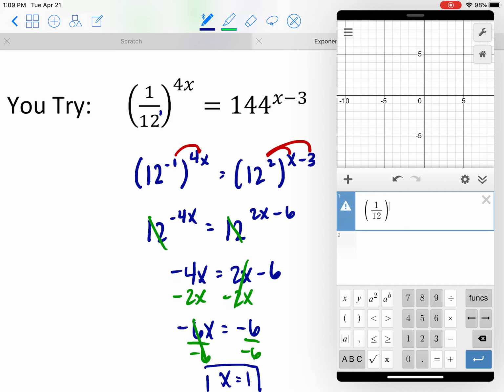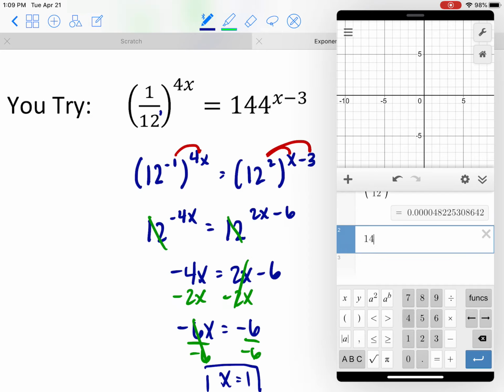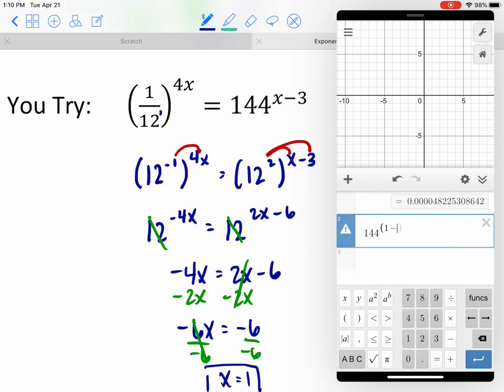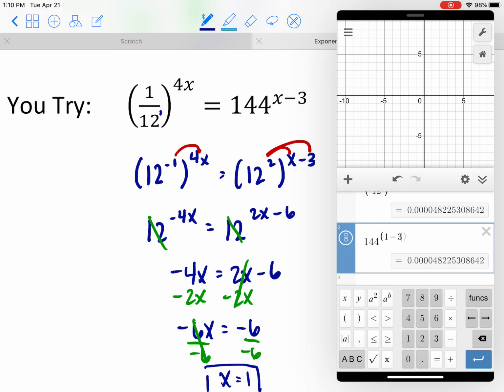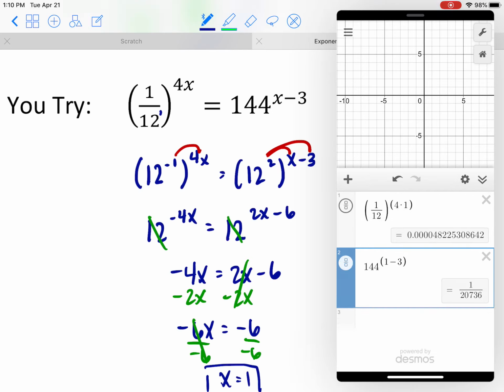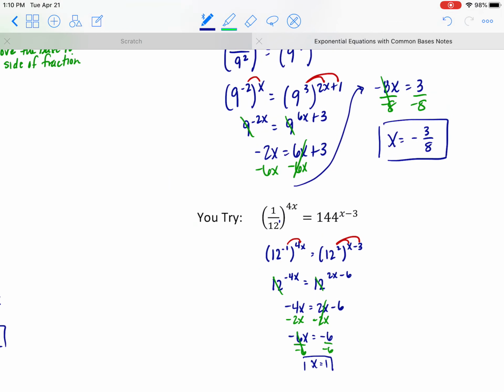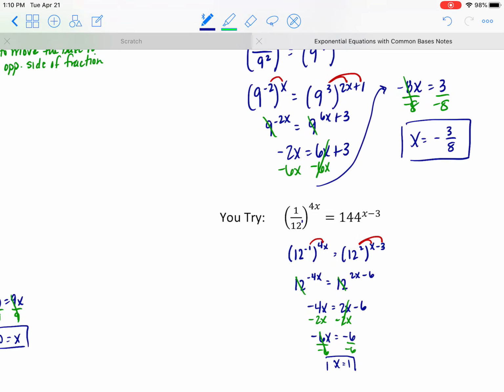And again, just to verify, don't need to do it every time, but it is good to check your work, especially if you're unsure. If I have 1/12 on this side, and I raise it to the 4 times 1, I get that decimal. Now on the other side, if I have 144 and I raise it to the 1 minus 3 power, I get that same crazy decimal. If I want the fraction, maybe it looks a little prettier. I don't know. Either way, both sides of the equation are equal when I plug the 1 in, which verifies that 1 is the correct solution.